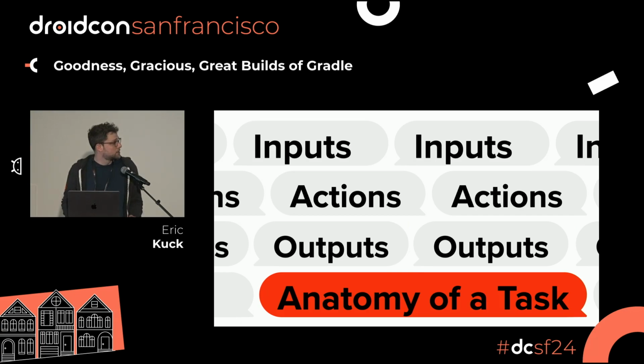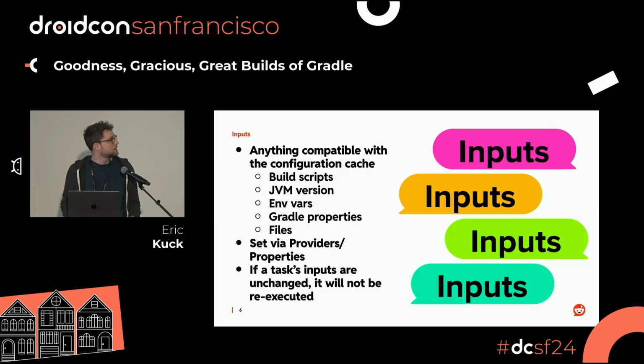So now we're going to get into an anatomy of the task. There are 3 parts: inputs, actions, and outputs. Your inputs, so this isn't completely true. This is how we try to think about it. Anything compatible with a configuration cache can be an input. You can actually do a lot more than that, but you probably shouldn't. These are set by providers and properties. And if a task's inputs are unchanged and it's in the cache, it will not be re-executed.